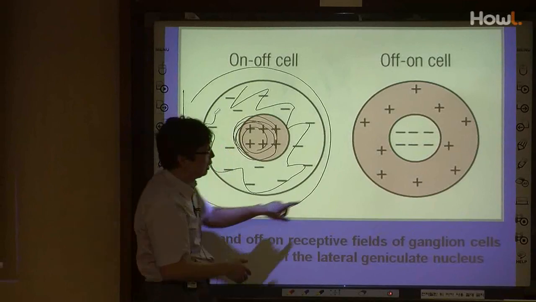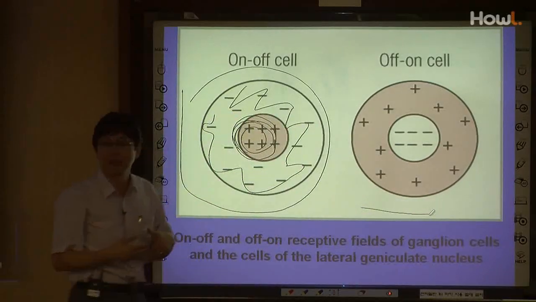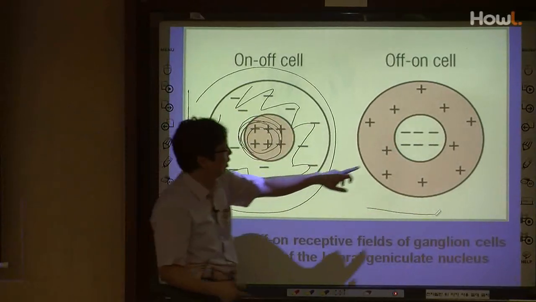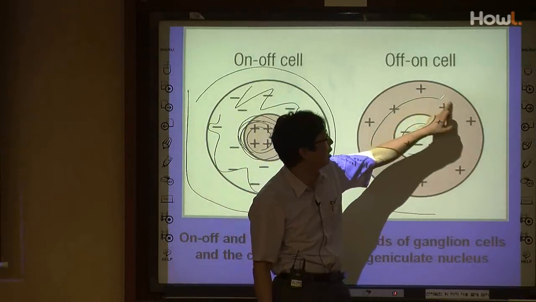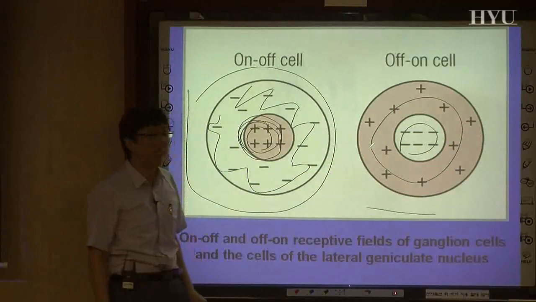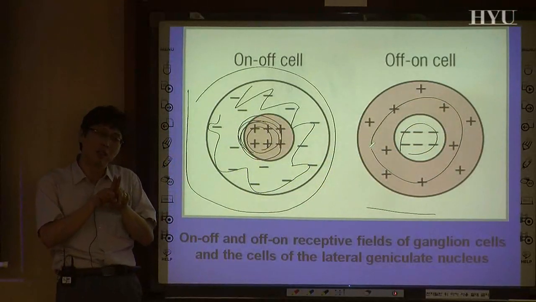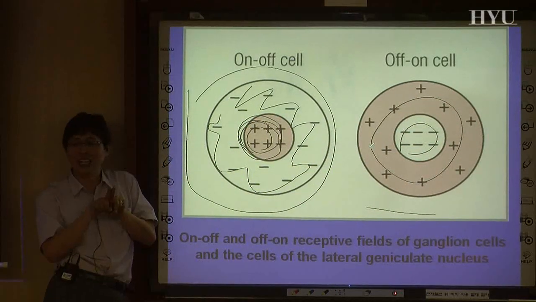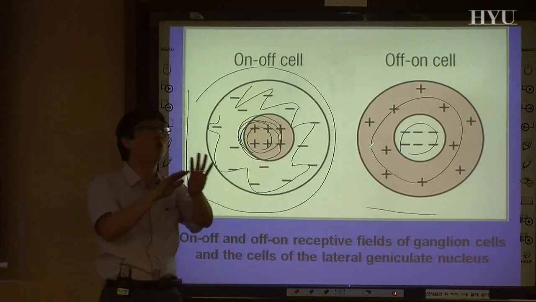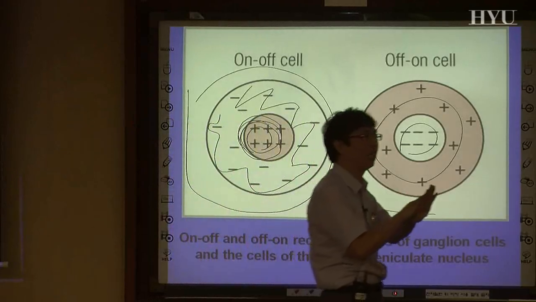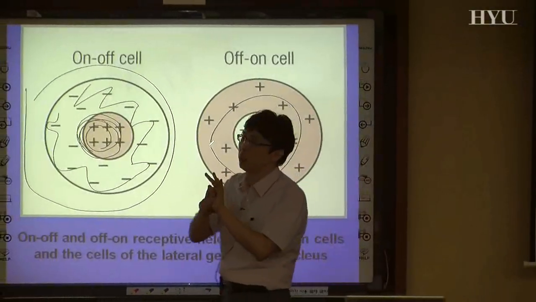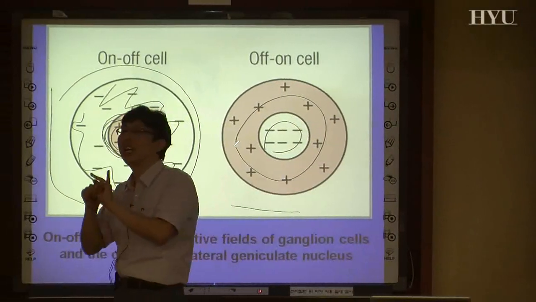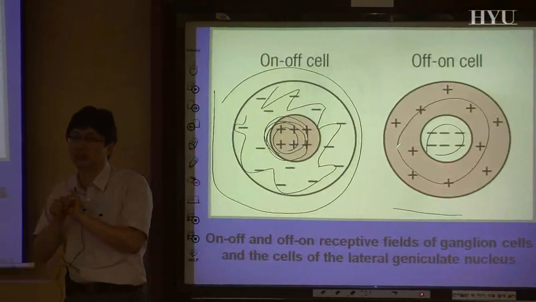Another one is the reverse way. When the light hits this cell, the middle is not firing and the outside is firing. In combination with this, we can have a bar detector and an edge detector. So actually there are 4 different cells in our ganglion cell: on-off cell, off-on cell, bar detector, and edge detector.